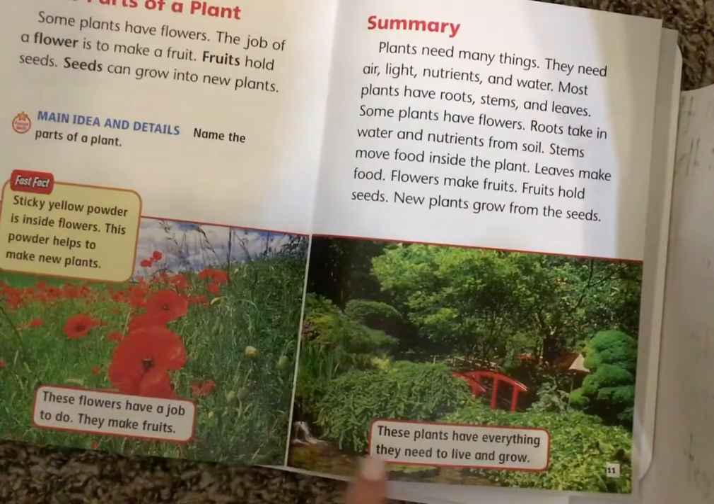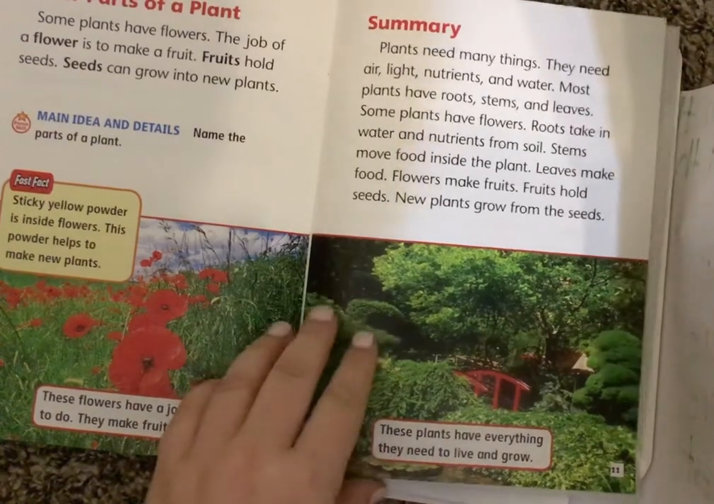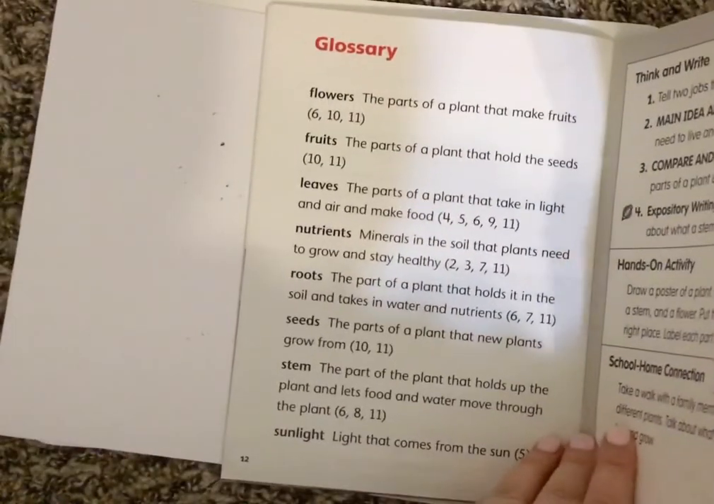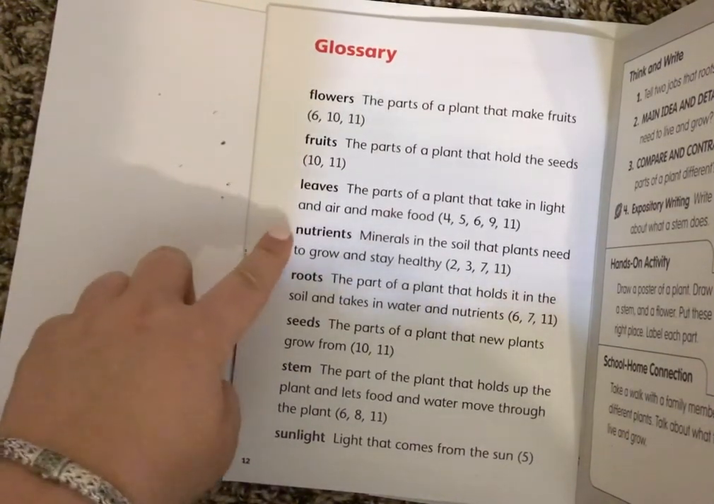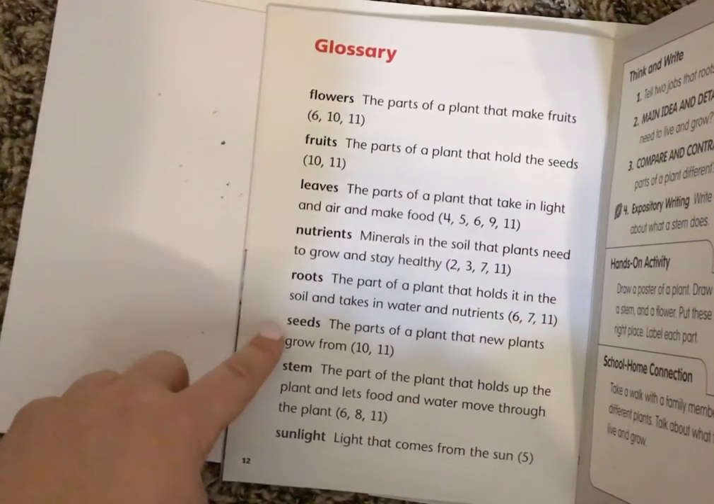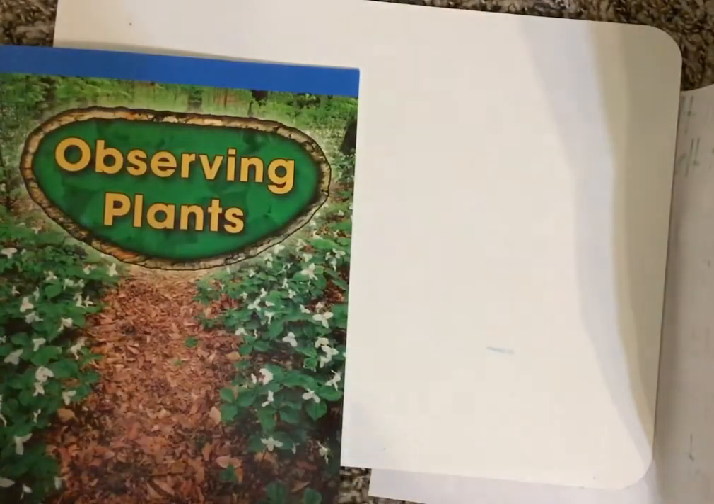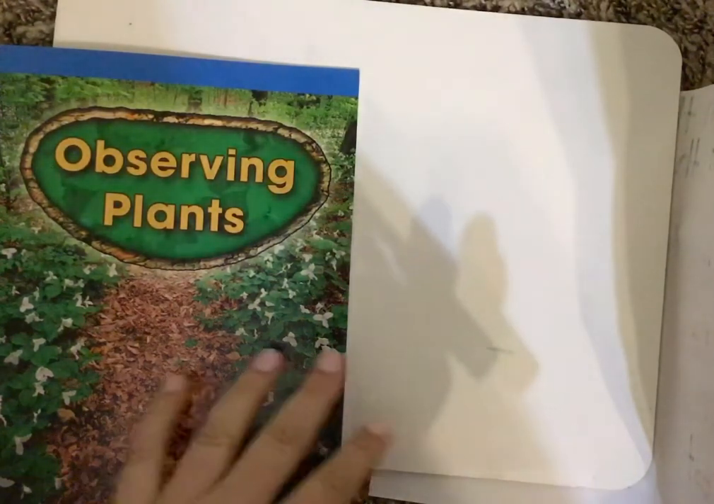These plants have everything they need to live and grow. You can see there's a lot of green, so that means they are healthy and they are living. And here's our glossary, so I'll leave this for you to look through if you have any questions of what these words mean. Flowers, fruits, leaves, nutrients, roots, seeds, stem, and sunlight. So I hope you guys learned a lot about plants and things they need to grow and the different parts of the plants and why they're important.